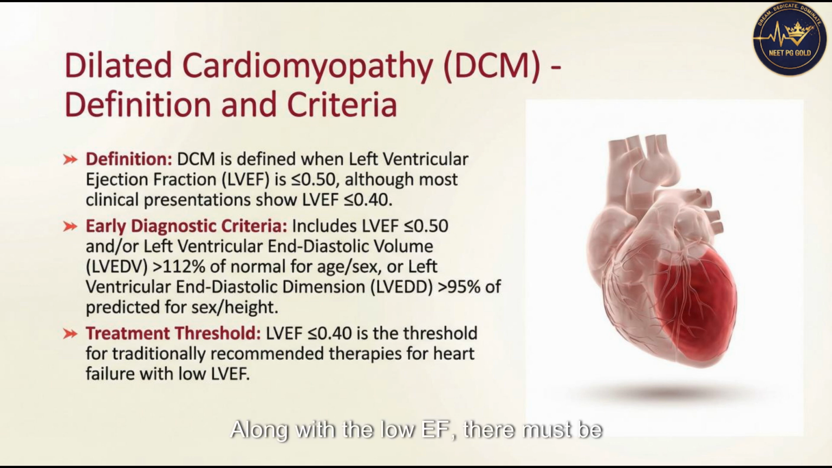Along with the low EF, there must be dilation. We look for a left ventricular end diastolic volume greater than 112% of normal, or a dimension greater than 95% predicted. For your exams, remember two thresholds. Ejection fraction less than 50% establishes the diagnosis, but ejection fraction less than 40% is the typical threshold where we initiate aggressive traditional heart failure therapies.